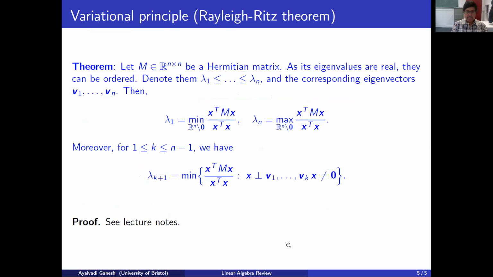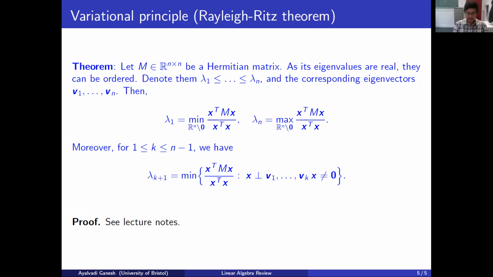Okay, so the second result I want to mention is another characterization of eigenvalues and eigenvectors of a Hermitian matrix. Eigenvalues are defined as numbers which solve this eigenvalue equation. So lambda is an eigenvalue of M if there's a non-zero vector V such that M times V is lambda times V. That's the definition of an eigenvalue and an eigenvector.